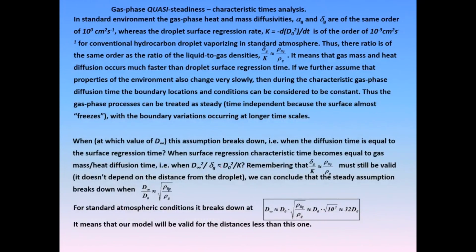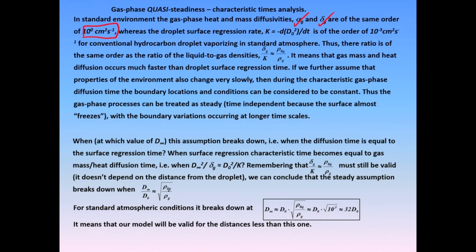Now, for the gas phase quasi steadiness, let us look at some of the characteristic time scale analysis. In a standard environment, the gas phase heat diffusivity is alpha g, and the mass diffusivity is delta g. They are usually of the same order, which is roughly 10 to the power of 0 centimeter square per second. A typical example is a Lewis number equal to 1 kind of situation.